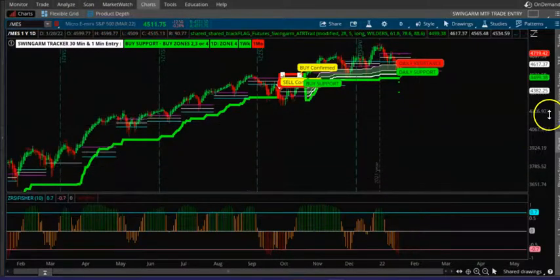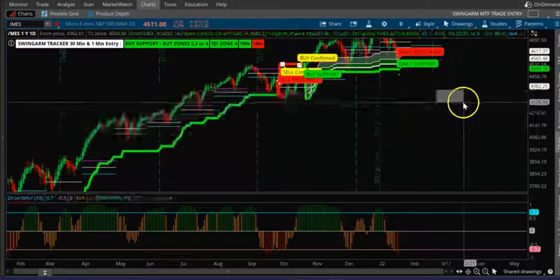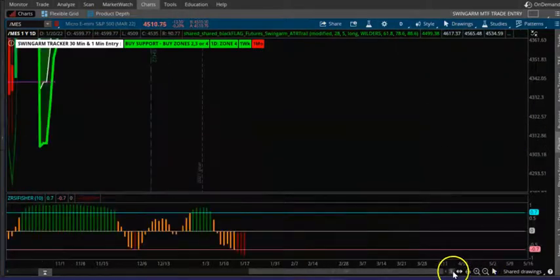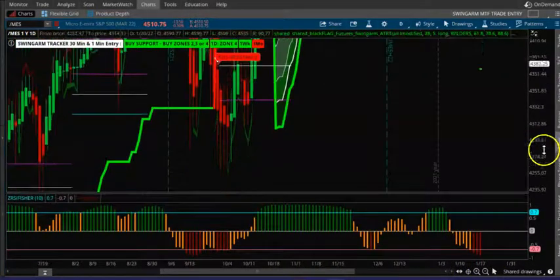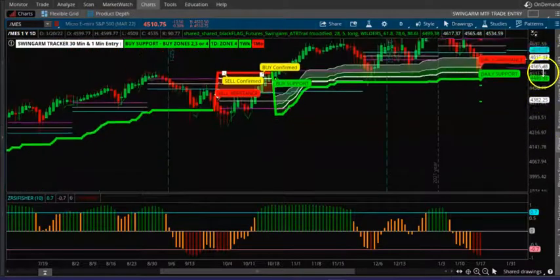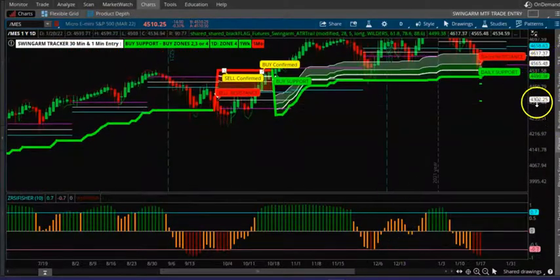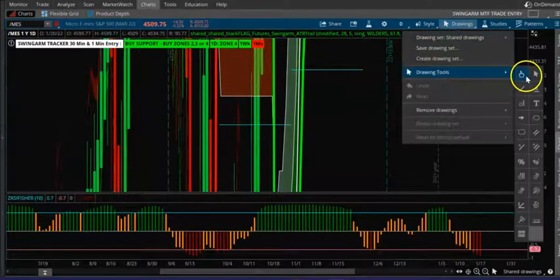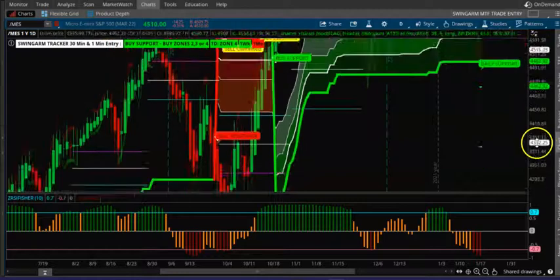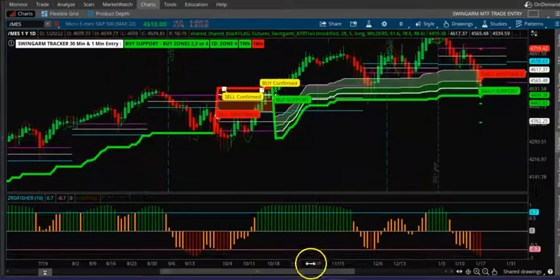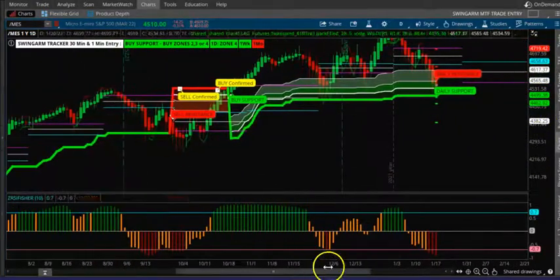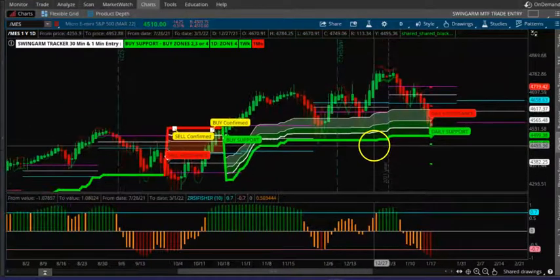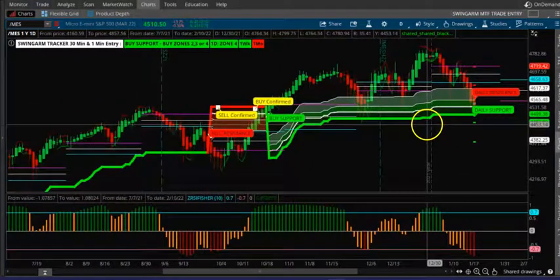If you look in here, it's called SwingArm. Also, this is a free indicator which you can use.